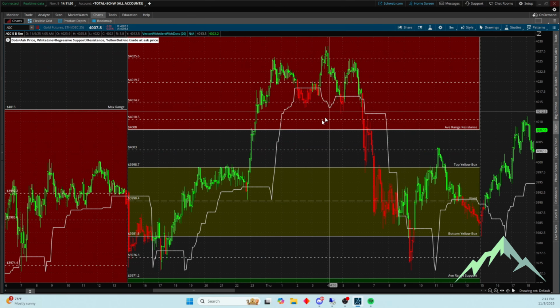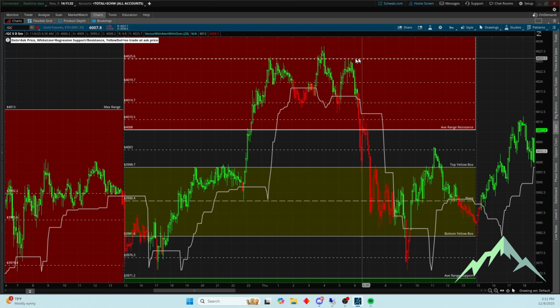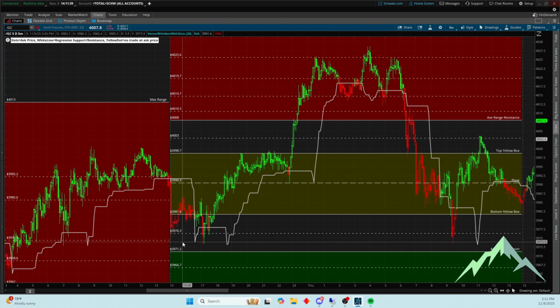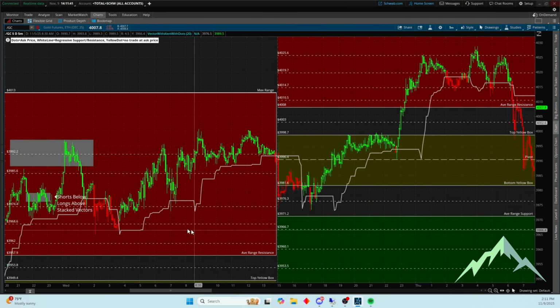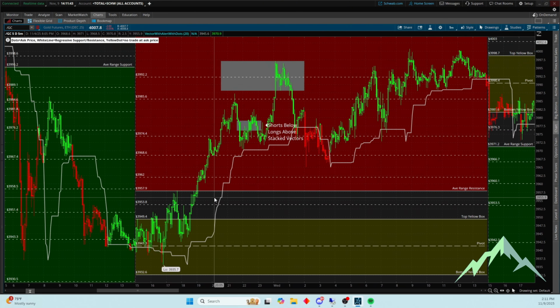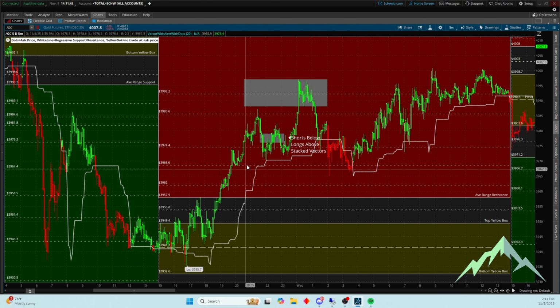So you had the high of day over here. You had this white dash line, which got tested two different times for this rejection. You had a bounce here. This one overshot it just a little bit, but then again bounced down at this white dash line. You had a rejection off average range, rejection here, bounce here, rejection.